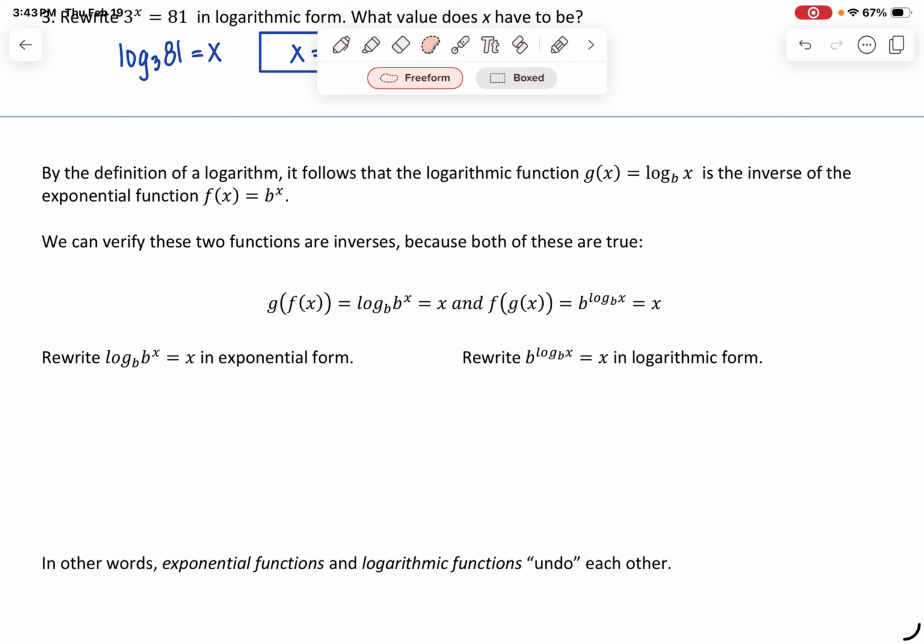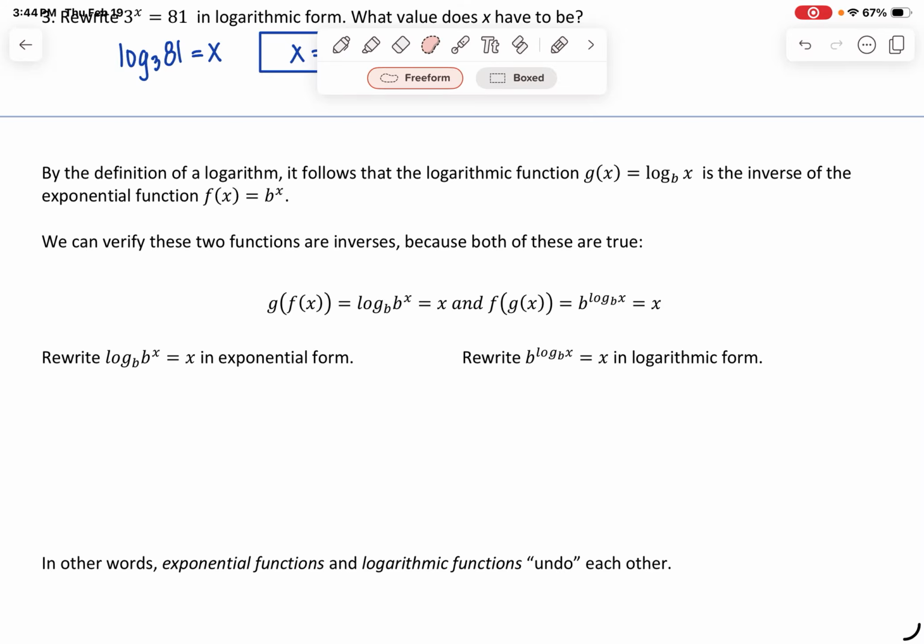So how do we undo a log? Exponential form. How do we undo exponential form? Logarithmic form. So it says we can verify these two functions are inverses of each other because both of these are true. This is a composition that we learned first semester. g of f of x is equal to log base b of b to the x is equal to x, and f of g of x is equal to b to the log base b of x is equal to x.